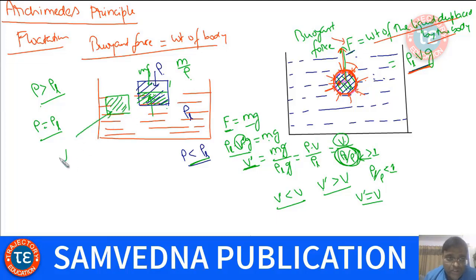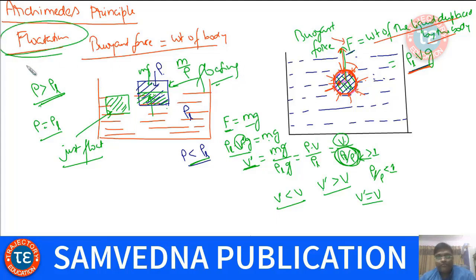So that's the case of just floating. We say the body is just floating. Here it is floating happily, and if rho is more than rho L, then the body is going to sink. So that's the principle of flotation, right? Archimedes principle gives you an idea of when the body is going to float and when the body is going to sink. That will depend on the density. Alright, so that's about Archimedes principle.